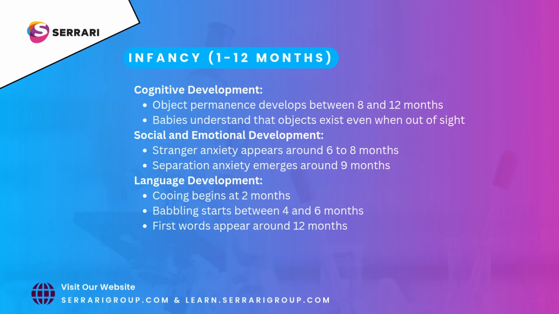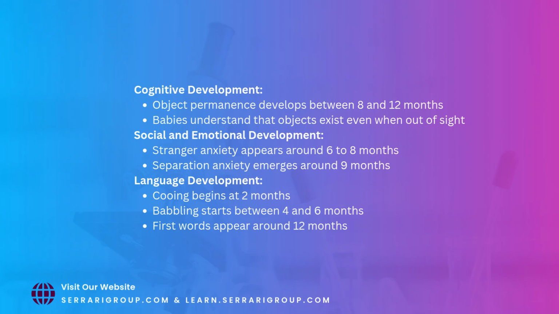Cognitive development. Object permanence develops between 8 and 12 months. Babies understand that objects exist even when out of sight. Social and emotional development. Stranger anxiety appears around 6 to 8 months. Separation anxiety emerges around 9 months. Language development. Cooing begins at 2 months. Babbling starts between 4 and 6 months. First words appear around 12 months.